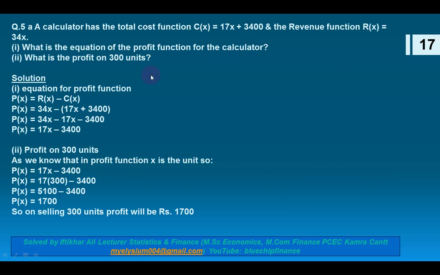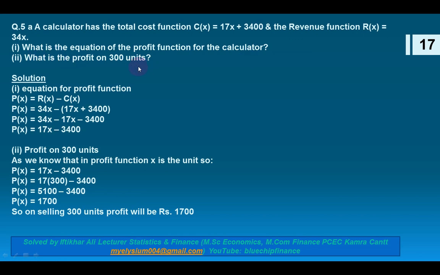Question number 5. A calculator has the total cost function 17x plus 3400 and the revenue function is 34x. There are two questions. What is the equation of the profit function for the calculator, and the second is what is the profit on 300 units.